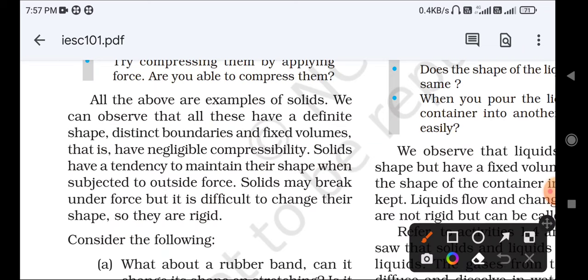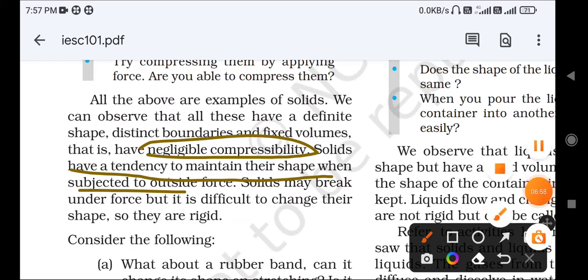When we try to compress an iron rod, we cannot do it, and we cannot compress a book even when we apply a force. That time also we cannot compress the solid particles, because they have negligible compressibility. Solids tend to maintain their shape when subjected to an external force. Whenever we apply a force on a solid externally, it will not change its shape, because it will resist that force. Resist means they oppose the force with which we are trying to compress it. So they are never compressible, meaning they have negligible compressibility.